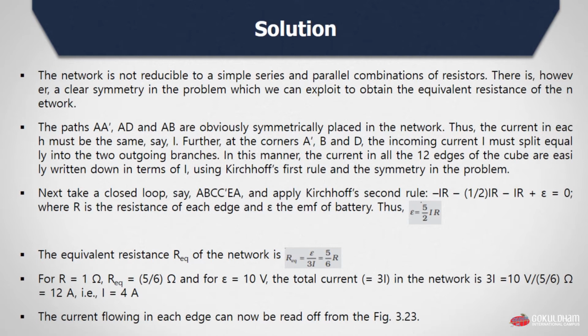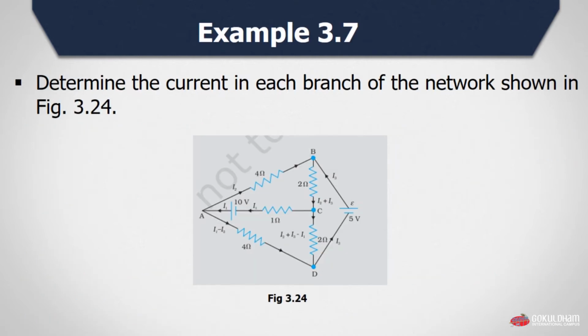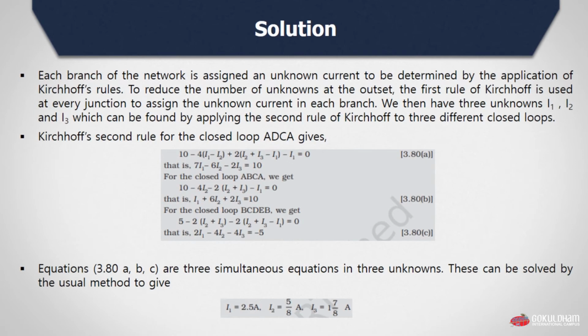Now we will see another example. Our next example is example 3.7. As you can see in figure 3.24, we have to determine the current in each branch of the network shown in this figure. So let's look at our solution. According to our solution, each branch of the network is assigned an unknown current to be determined by application of Kirchhoff's rules. To reduce the number of unknowns at the outset, the first rule of Kirchhoff is used at every junction to assign the unknown current in each branch.